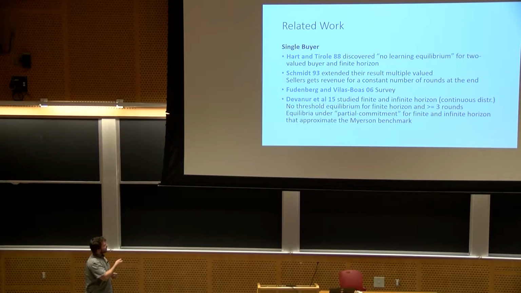And one of the most related papers to ours is Emmanouil et al., where they studied the finite and infinite horizon cases with continuous distribution, as we do in our paper. They show a negative result that there is no threshold equilibrium for finite horizon and more than 3 rounds, which will be formally defined later. And that there exist equilibria under some alteration of the model where the seller can have a partial commitment power, and that approximates the Myerson benchmark.